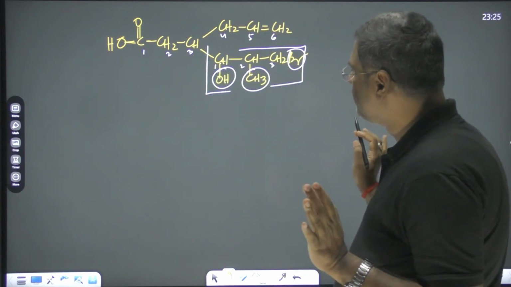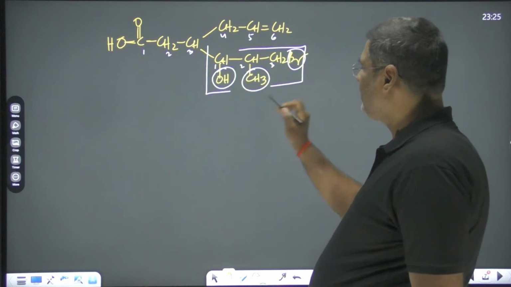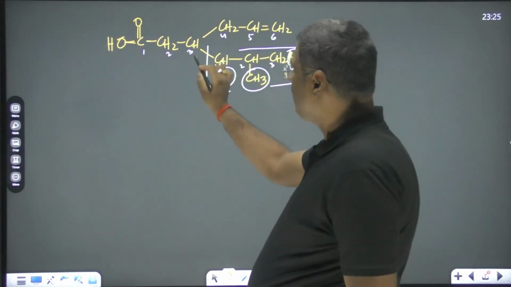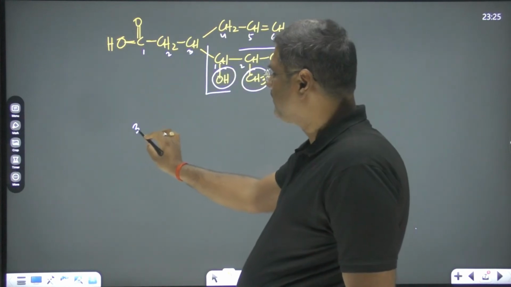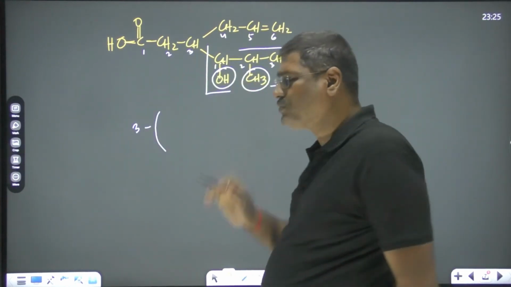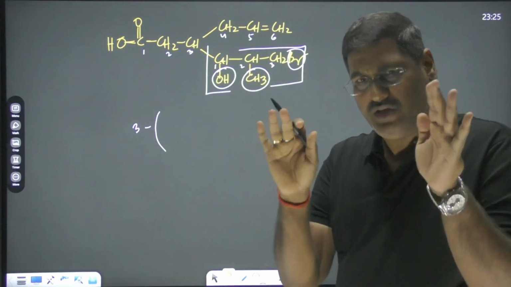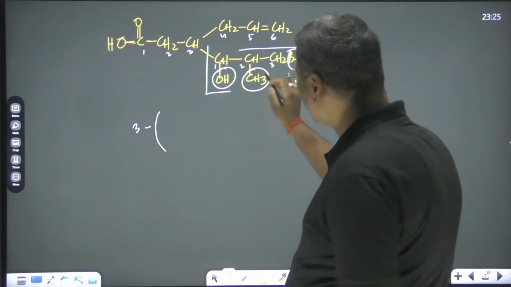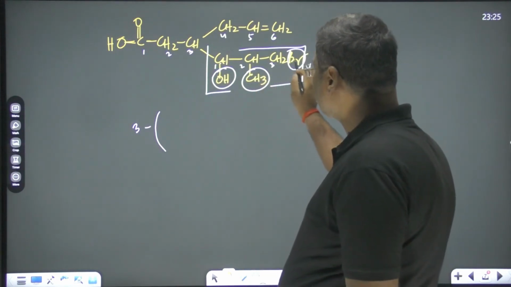Right? What is the name of this? Very clear. Alphabetically we write here. What we write here, on the third position we have this one. This is the substituted substituent, so that must be written inside bracket. And so alphabetically if we write, then this one is 3 bromo.